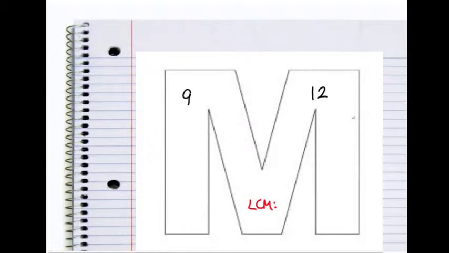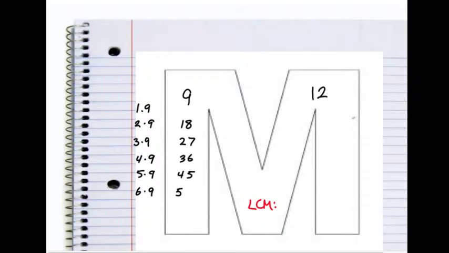The first multiple of 9 is 1 times 9, and that equals 9, of course. The second multiple of 9 is 2 times 9, and that is equal to 18. The third multiple is 3 times 9, and that's equal to 27. And we can continue doing the fourth multiple of 36, the fifth multiple of 45, and the sixth multiple of 54.